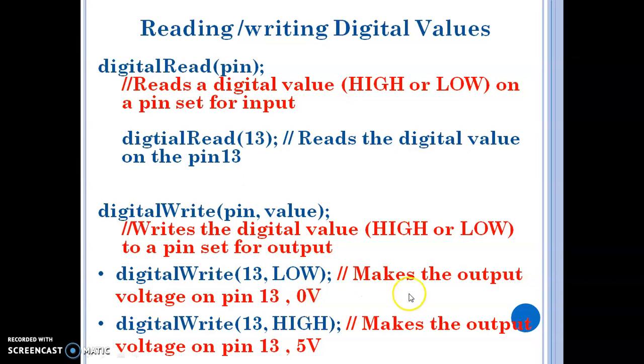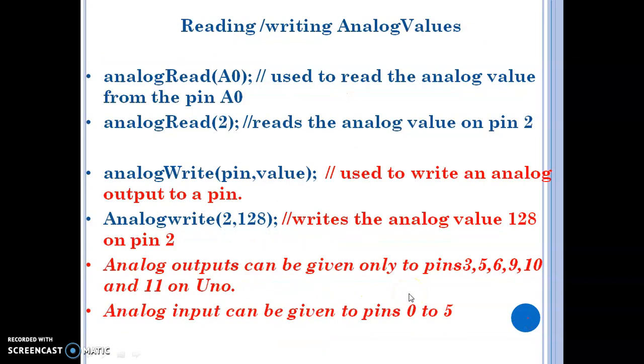Next, let us see how we read and write analog values. First we will see how to read analog values. Analog values can be read using the function analogRead, whatever the pin number. In this example, analogRead(A0), the data on the pin A0 is read. Similarly, if we want to read an analog value from pin number 2, we write analogRead(2). Again here the R is capital in this function.